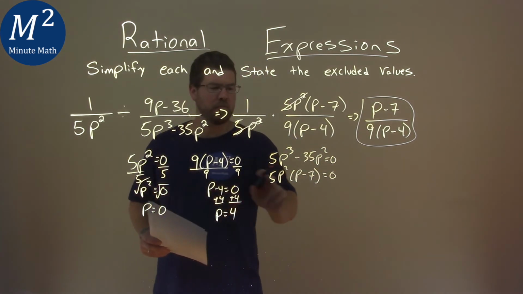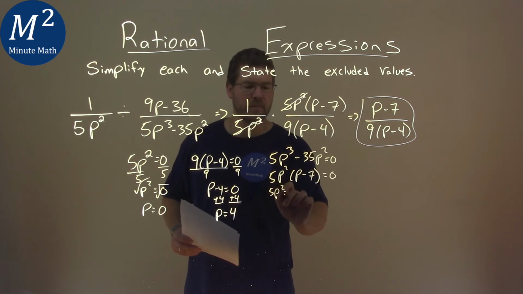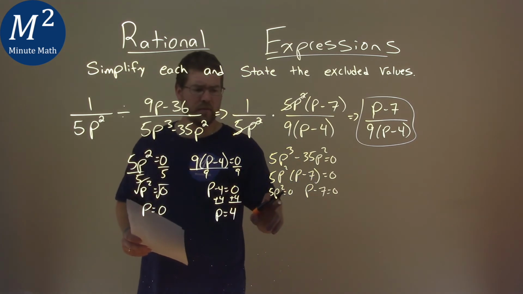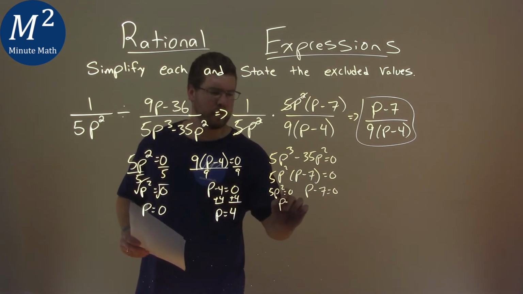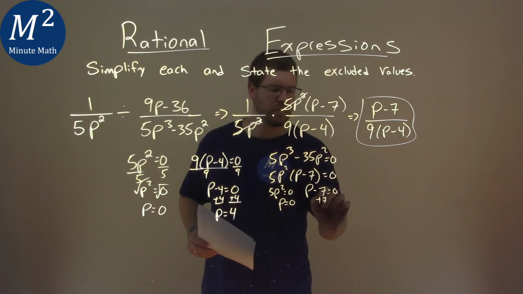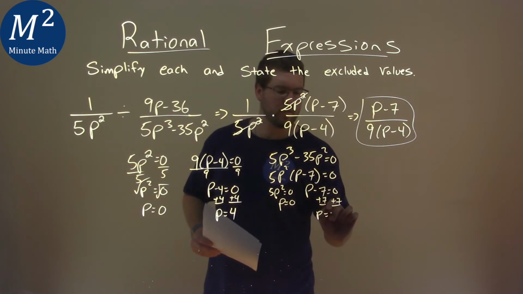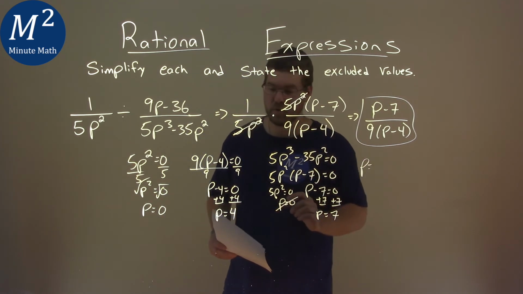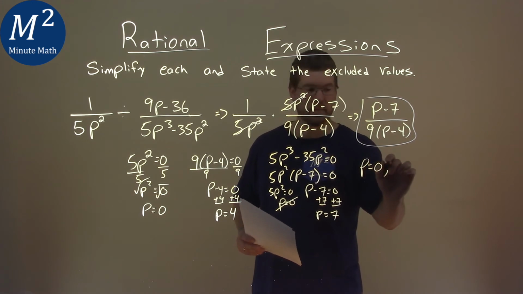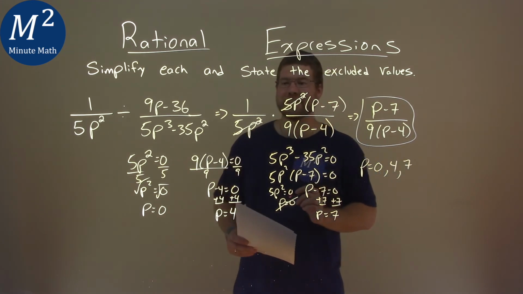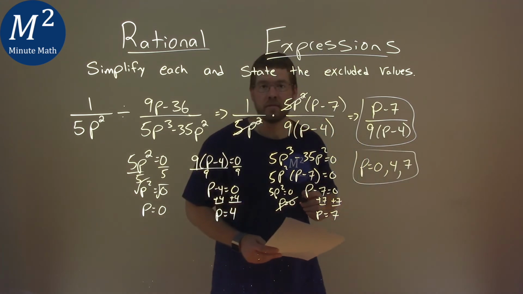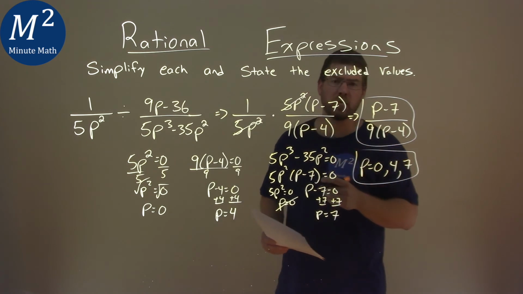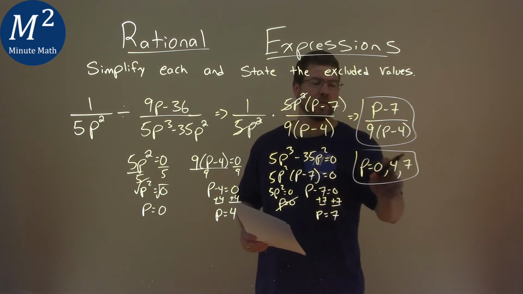Now we've already set 5p squared equal to 0. We can do that here. And we know we can set both parts equal to 0. So we set the 5p squared equal to 0, which we already got before is p equals 0. We add a 7 to both sides, and we have p equals a positive 7. So we don't need the duplicate 0, but our excluded values here are p equals 0, a positive 4, and a positive 7. And so my final answer here, simplified, is p minus 7 over 9 times p minus 4, and the excluded values are p equals 0, 4, and 7.